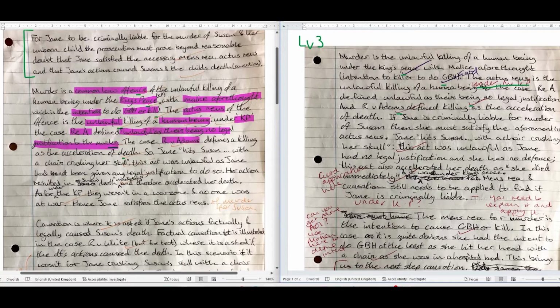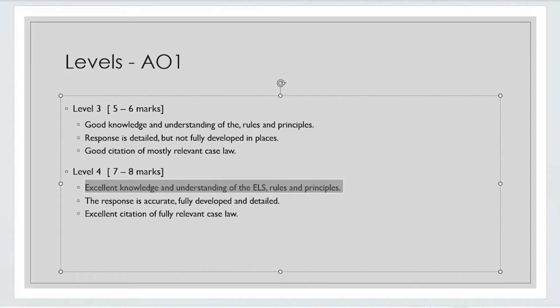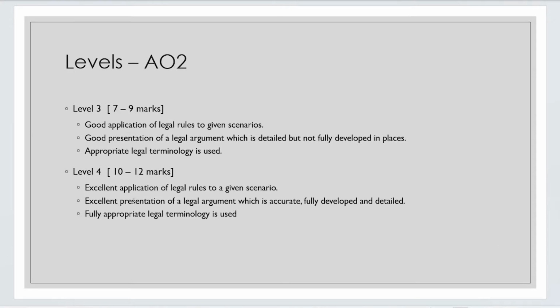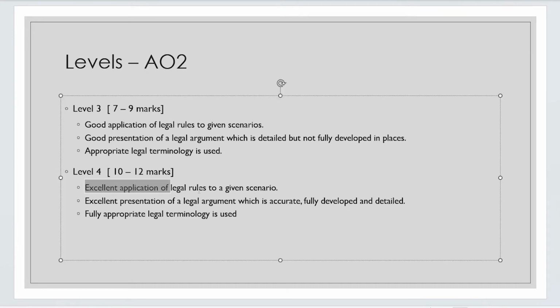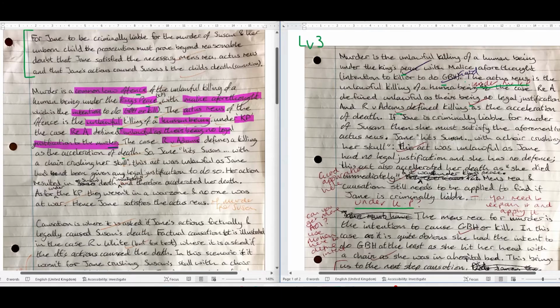And now because I missed the King's peace, I may not mention it again later. And as you can see here, because I forgot to mention the King's peace, I also forgot to apply it. And because I haven't applied it, I've missed marks out for the AO2. The examiner would think it's not an excellent application of legal rules. I've not applied the legal rules to the scenario.